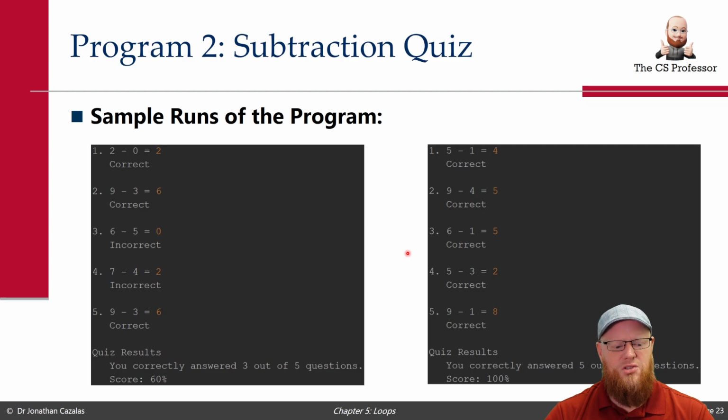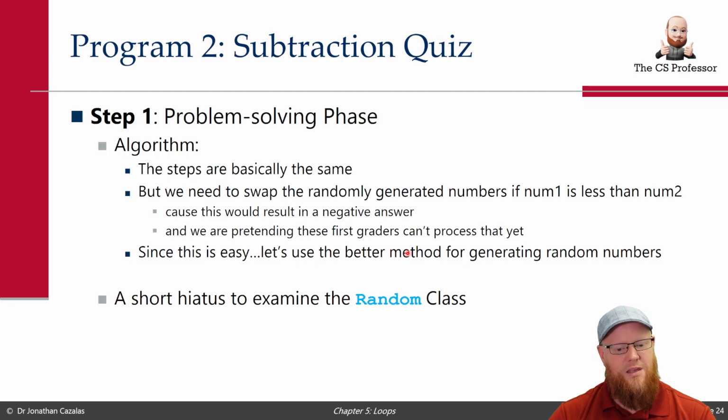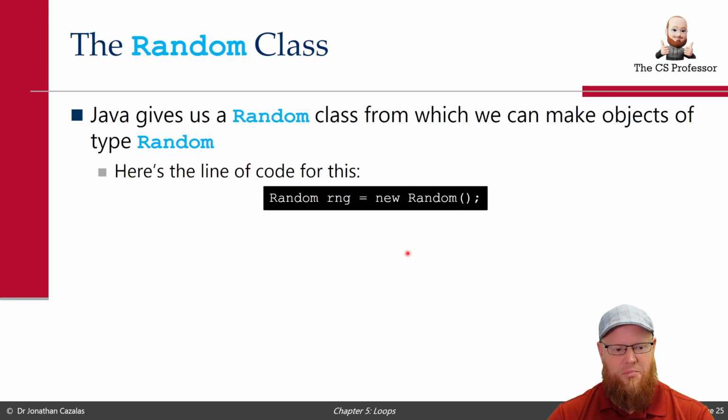Because this is so similar to the last program, what I want to do here is say, you know what? Let's now do the better way of generating random numbers. Let's actually visit the Random class and show you the better way of making this happen. So Java gives us a Random class from which we can make objects of type Random.